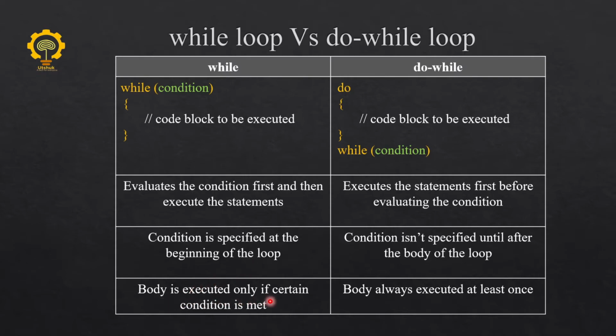In the while loop, the body is executed only if a certain condition is met. Here if the condition is met, then only the code inside the while loop is executed. But here the body is always executed at least once. At first it executes the code at least once, then only it checks the condition. So I hope that you have understood the do while loop and when to use the do while loop. To understand the do while loop practically, let's move to the practical section.